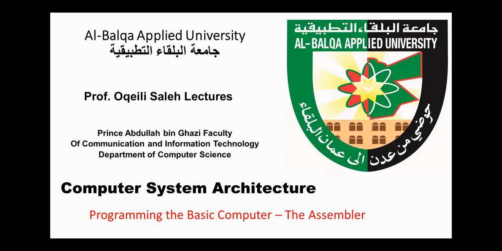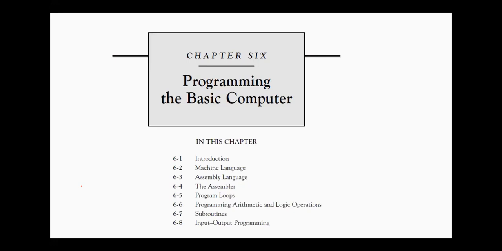Hello again. Today we continue with the Computer System Architecture course, Programming the Basic Computer. In the last video, we discussed the first three sections in Chapter 6: Introduction, Machine Language, and Assembly Language. And today our topic is the assembler.